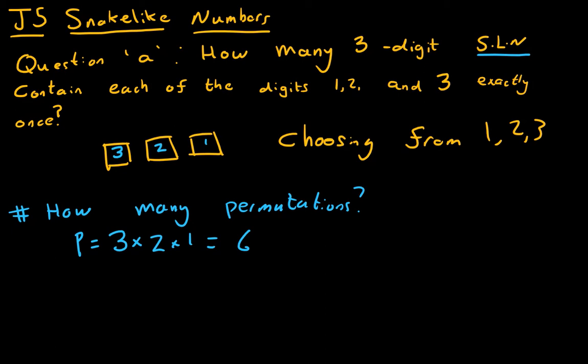And that is the same as 3 factorial. 3 factorial means 3 times 2 times 1. 4 factorial is 4 times 3 times 2 times 1. So factorial is an easy way to find the number of permutations. Okay, so let's list the permutations.